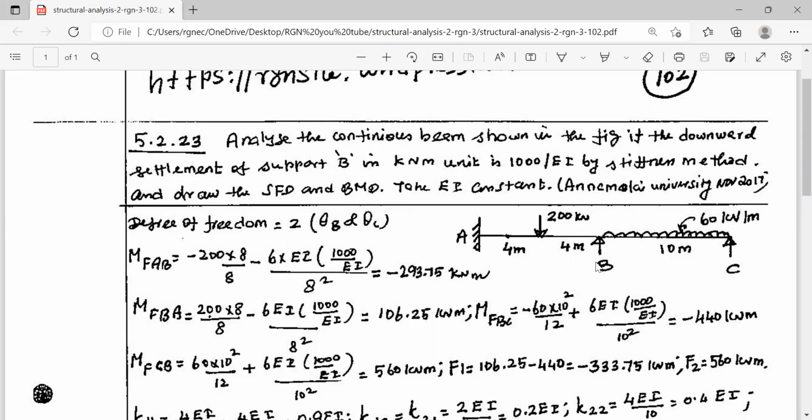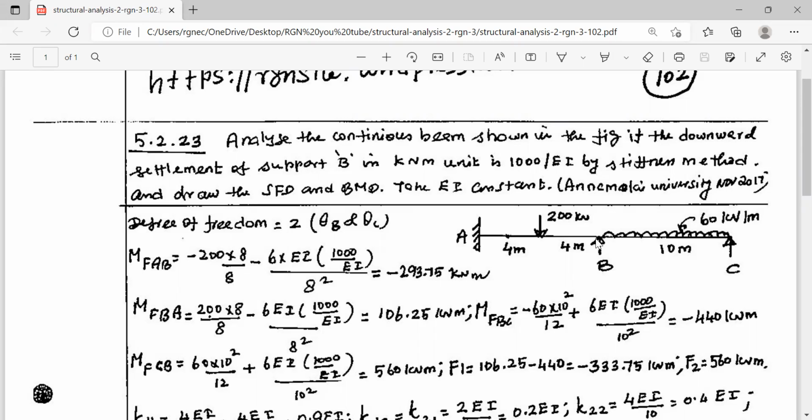Here the middle support is a sinking support. There is a settlement in the order of 1000 by EI. This is the value of the settlement. At A, the vertical displacement is 0. Rotation is also 0. These are all prescribed displacements. Similarly, at B, the prescribed displacement is 1000 by EI in the vertical direction due to settlement.